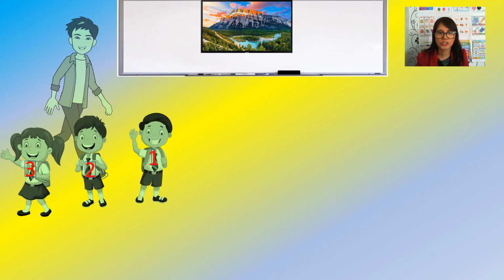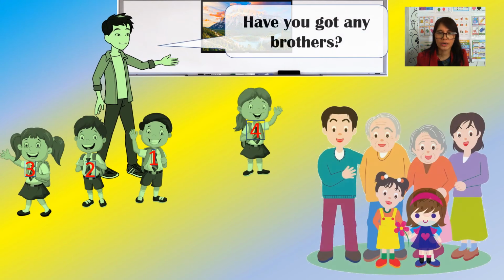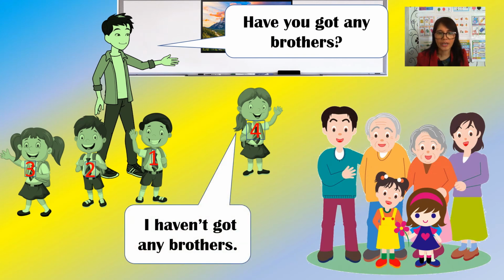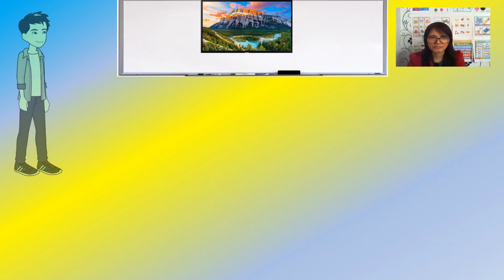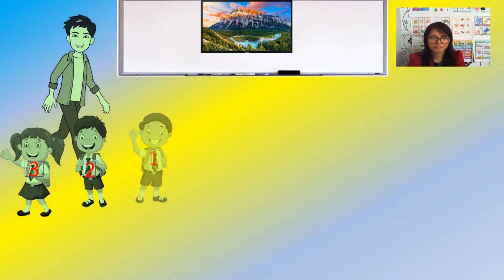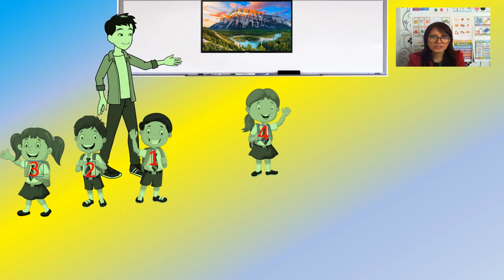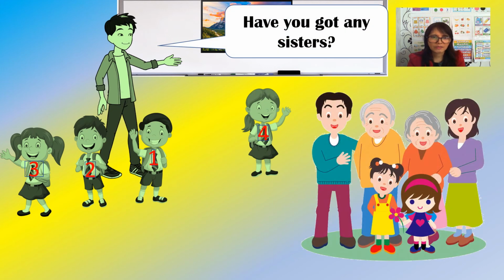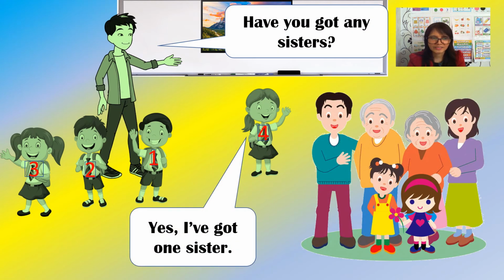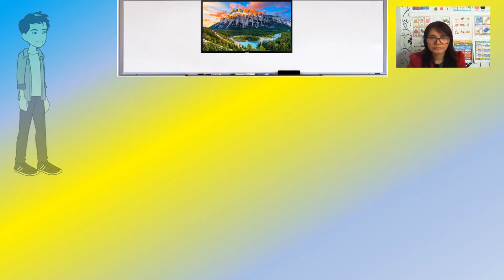Student number four. Have you got any brothers? I haven't got any brothers. Very good. Student number four. Have you got any sisters? Yes, I've got one sister.